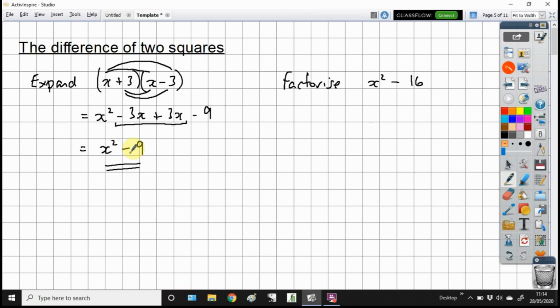Now, once you get used to recognizing this format, you can use it in a number of situations. If we're asked to factorize this, all we need to do is recognize that we have the square of x and the square of 4 and the difference between them. And we hardly need to think. We can just write x plus 4, x minus 4. It's always wise to double check by re-expanding. X squared, positive 4x, negative 4x, negative 16, it works, and we have our answer.